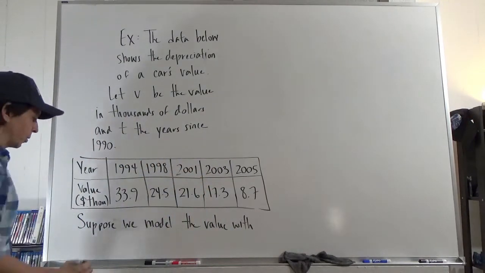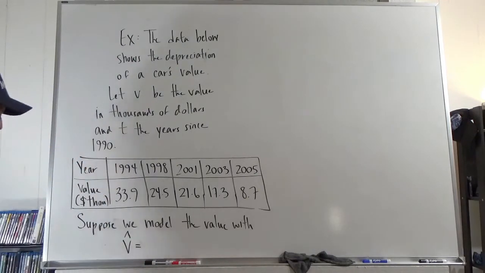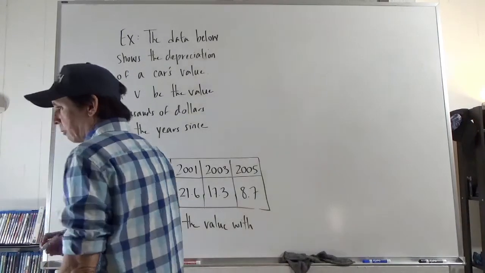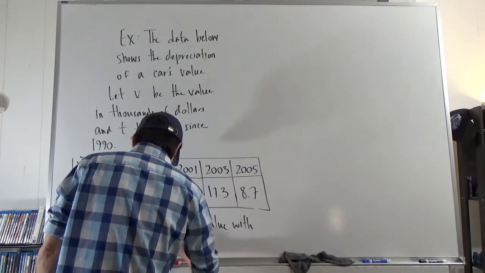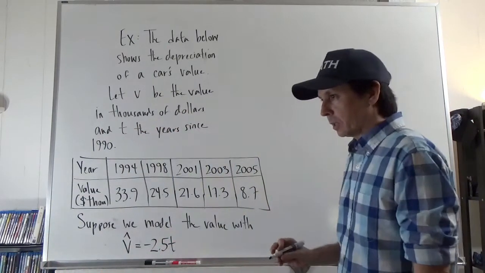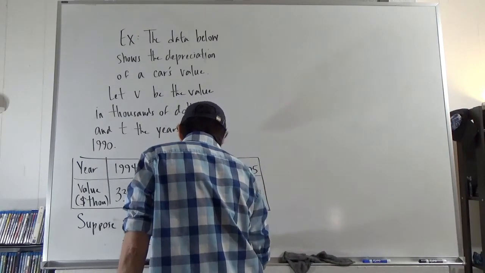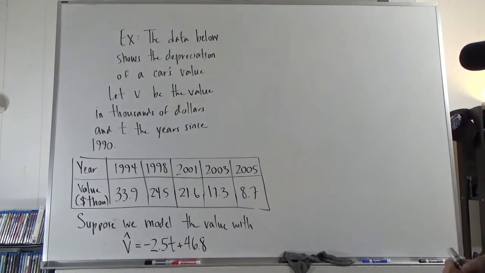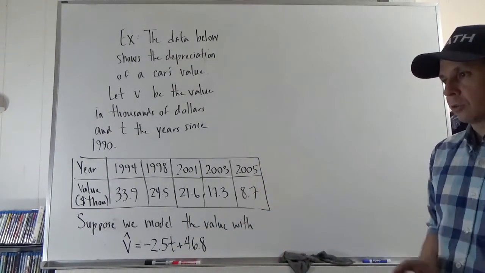Suppose we value the model with the equation v hat. I'm using the hat on v this time, but that's still our model. Again, I'm just giving you a model to work with. Later on, we will be learning how to come up with these models, but for this section, I'm just going to give them to you. Again, v's and t's instead of x's and y's. Note the negative: v hat equals negative 2.5 t plus 46.8.